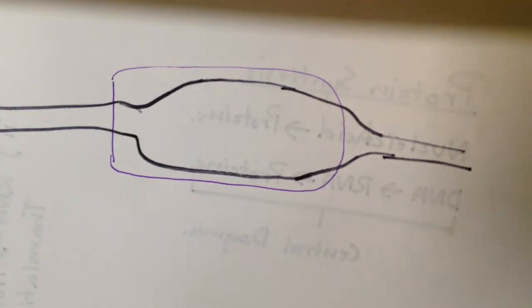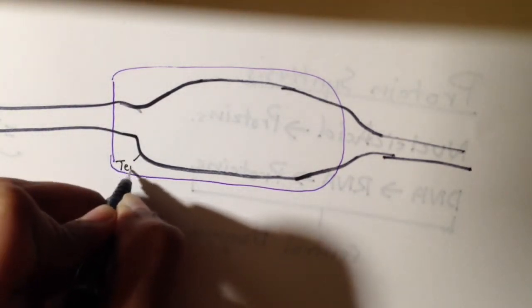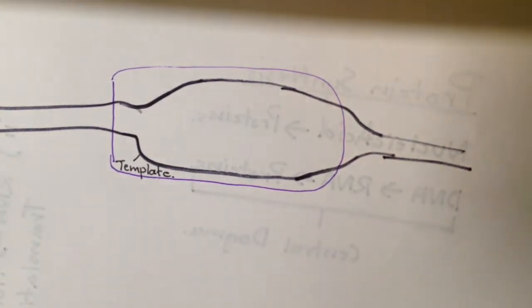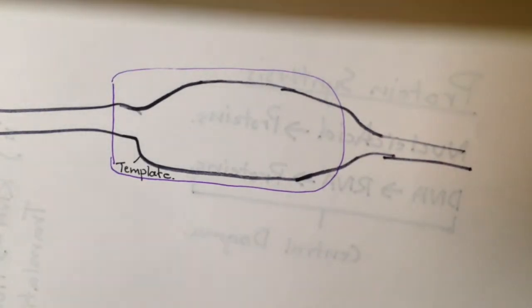So you have 2 types of strands here. One is going to be called the template strand. And it is called this because this is what the RNA is going to use to create a copy of the DNA. So this upper strand is essentially where the main code lies. And this template strand is basically the opposite of that code.